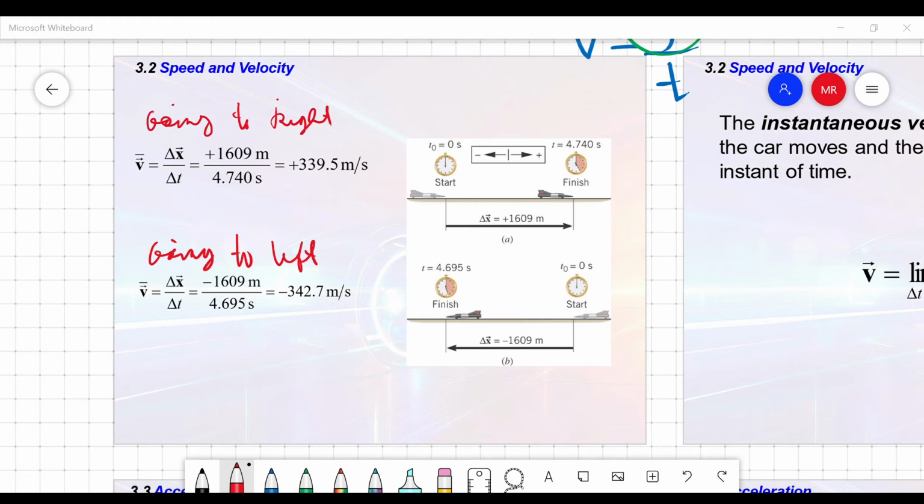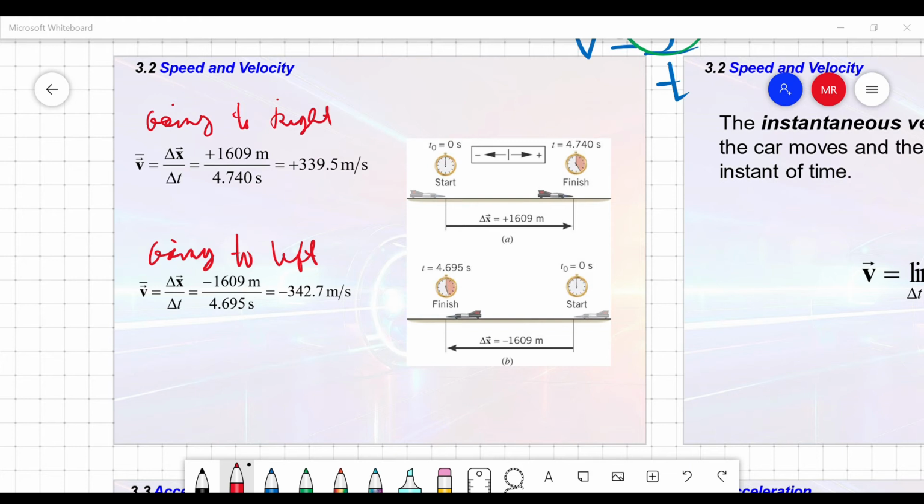So, if we are to average these two, 339.5 plus 342.7 divided by 2, of course. So, the average is 341.1 meters per second for both runs na yon.